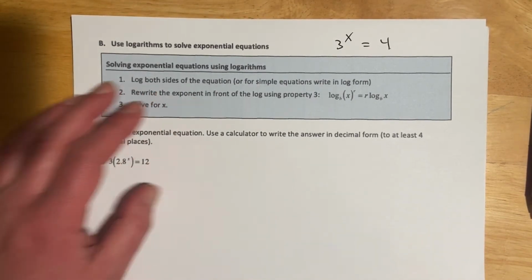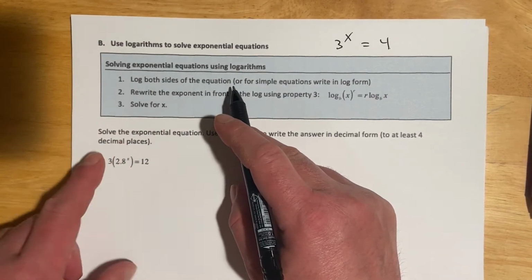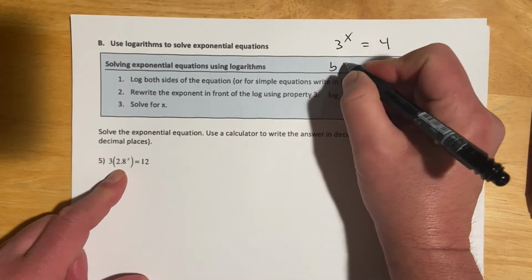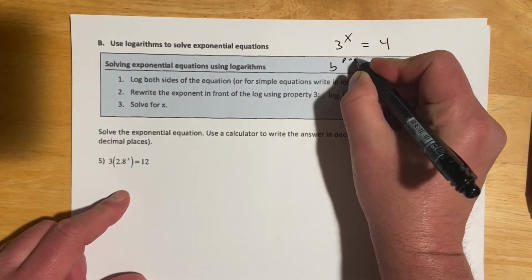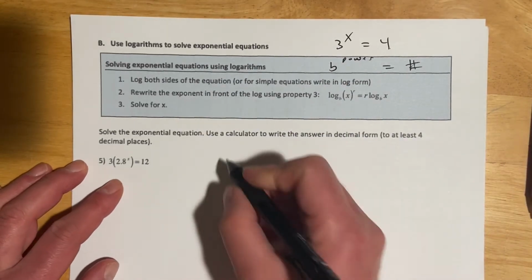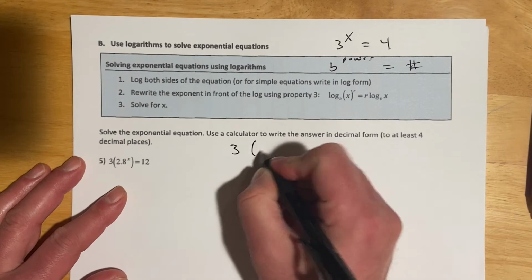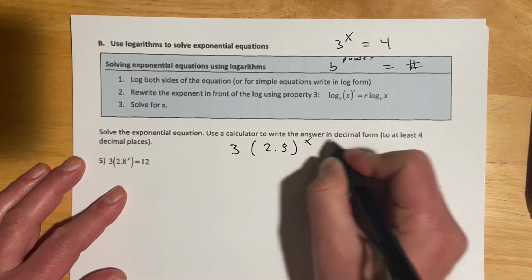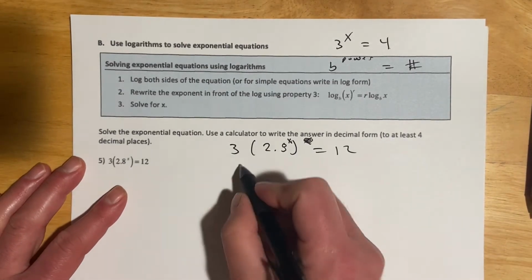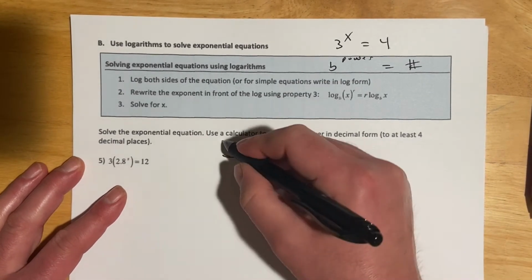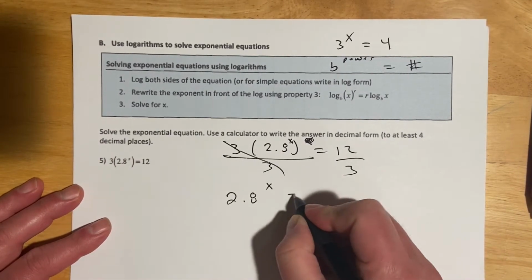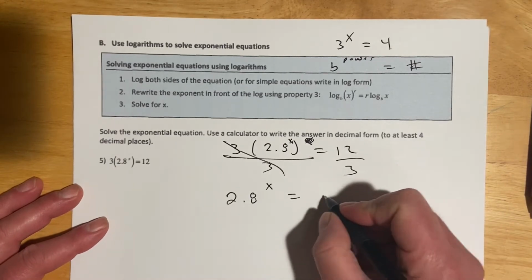So first thing I want to do, actually I have log both sides as the first thing I want to do, but if it's not simplified as basically just down to an exponential raised to some power equals a number, we want to get it simplified first. So here, this is 3 times 2.8 raised to the x, they wrote inside, equals 12. So I'm going to divide that 3 over first, just because it's going to make my life easier here in a second. So now I have 2.8 raised to the x, 12 over 3 would be 4.